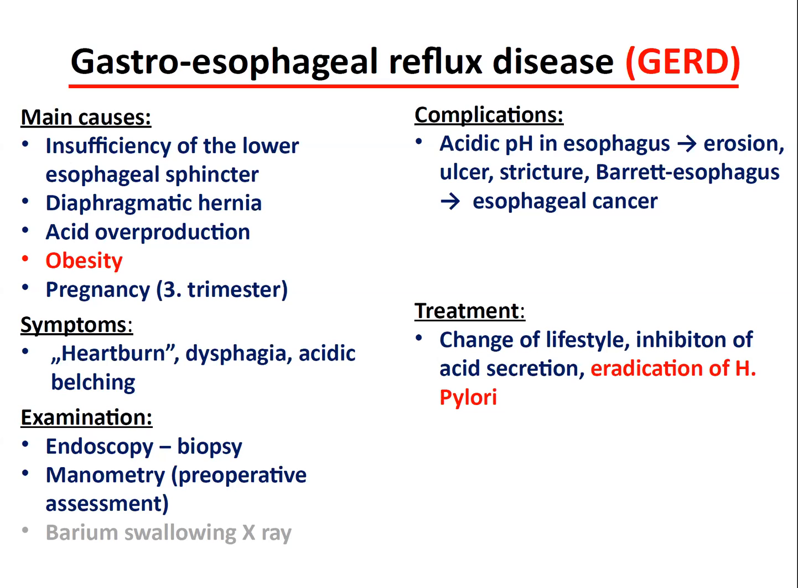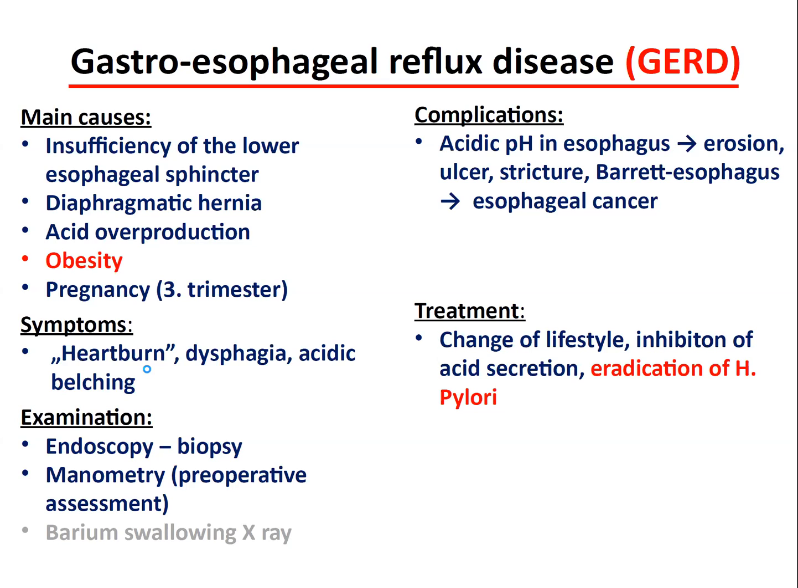mimic or be caused by a myocardial MI, usually the inferior myocardial MI as well. So this should be differentiated from each other. And very commonly, dysphagia or acid belching can occur in this patient who has this GERD.